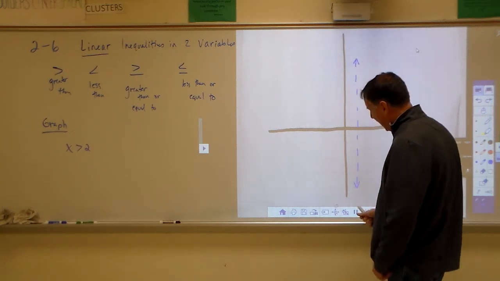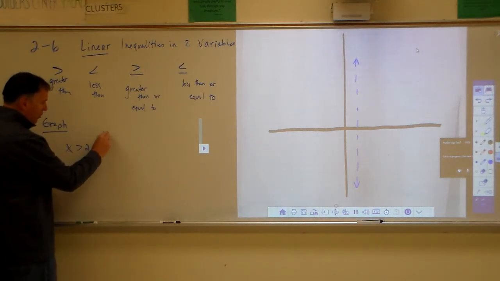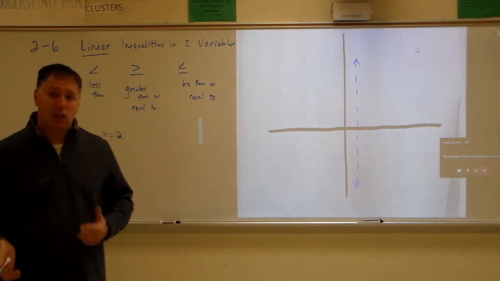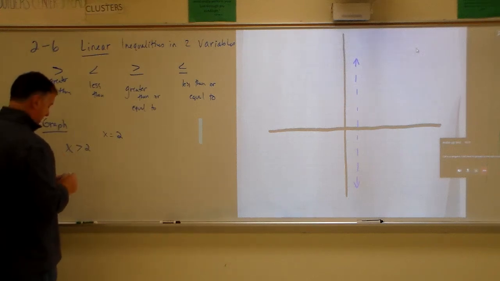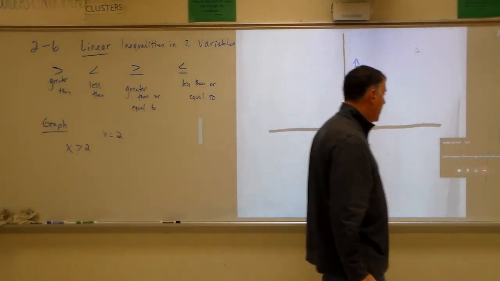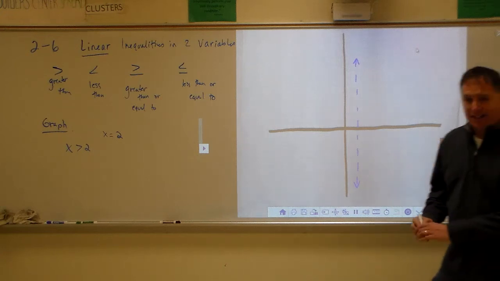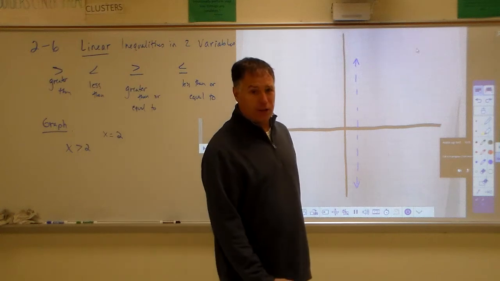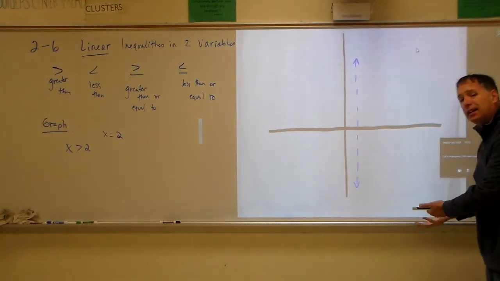Okay? Again, we talked about this in the previous section. If you have x equals a number, okay, x equals 2, we know that's a vertical line through 2. But, being that it's greater than, we need to make that dotted. So now I look at this, and I need to figure out where I'm going to shade. Well, I want the solutions to be greater than 2. So where are the solutions greater than 2? The solutions greater than 2 are to the right of this line.